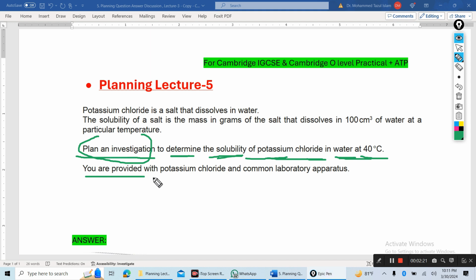You are provided with potassium chloride and common laboratory apparatus. Let's move.